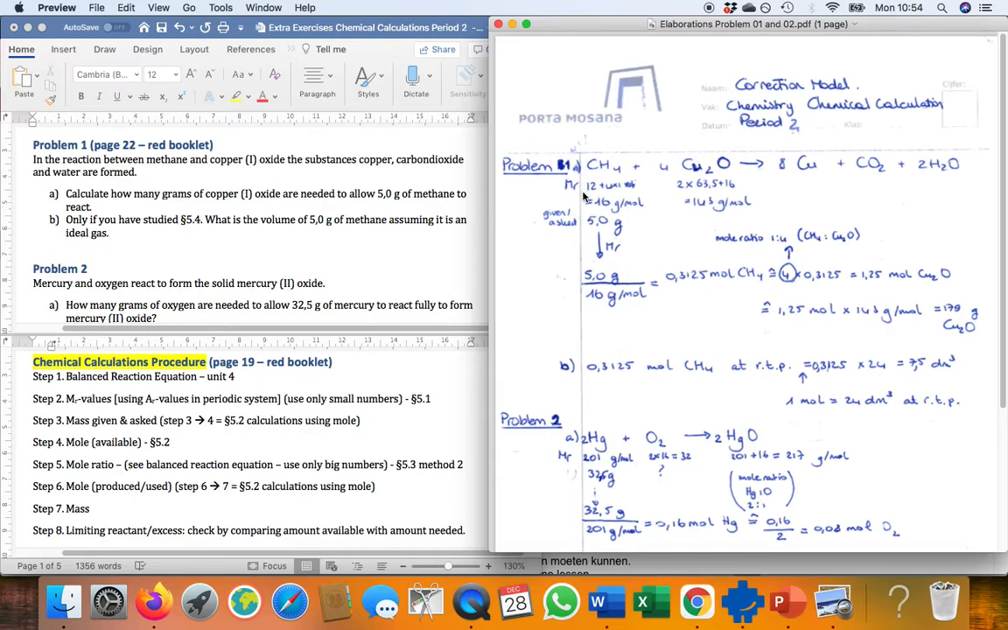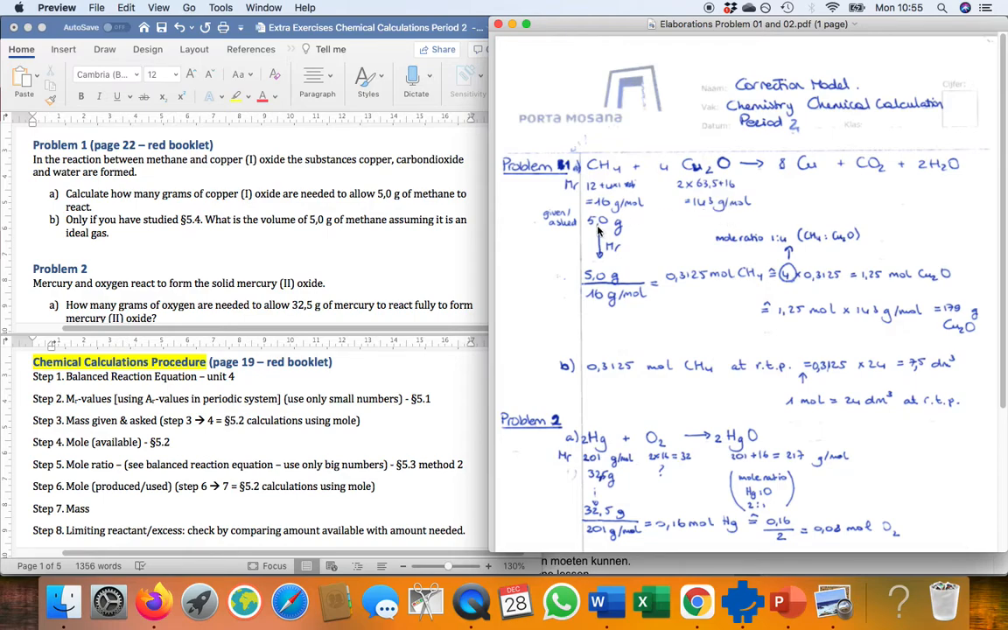So I only calculate the MR value of methane and of copper oxide, and you see here how I do that. 12 plus 4 times 1 is 16 gram per mole, and here I've got 2 times 63.5 plus 16, and it equals 143 grams per mole.